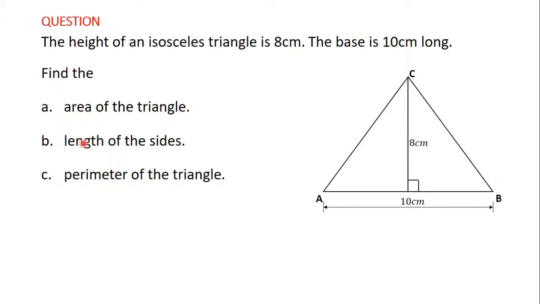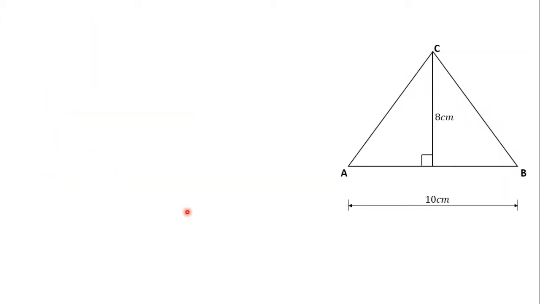We are going to continue with the B and C parts, that is finding the length of the sides and the perimeter of the triangle. So let's consider the length of the sides. We learned in the previous video that AB is the base of the triangle. So from A to B, which is 10 centimeters, is the base of this triangle. We also learned that the perpendicular distance from point C to meet the line AB is the height of the triangle. So this line here, which is 8 centimeters, is the height of the triangle.